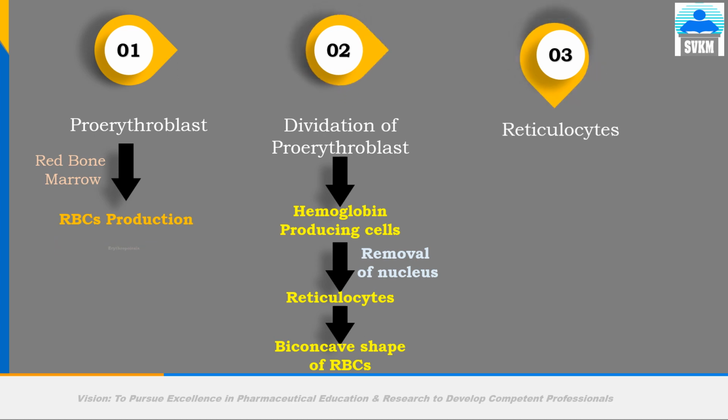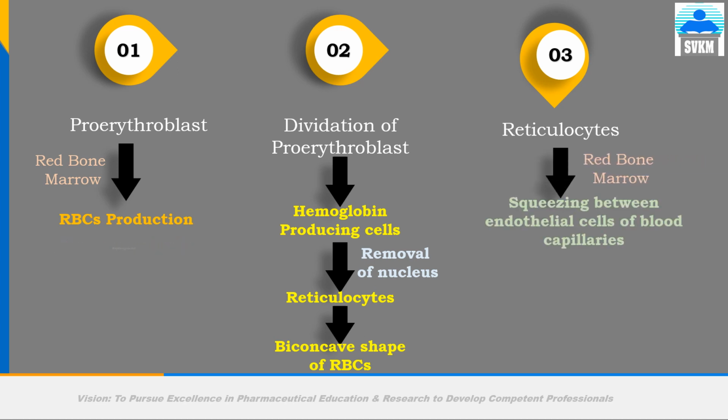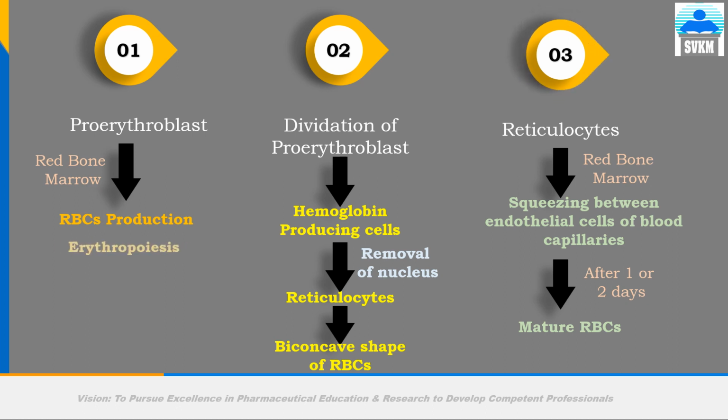The reticulocyte retains some mitochondria, ribosomes, and endoplasmic reticulum. They pass from the red bone marrow into the bloodstream by squeezing between the endothelial cells of the blood capillaries. The reticulocyte develops into the mature red blood cell within 1 to 2 days after its release from the red bone marrow.